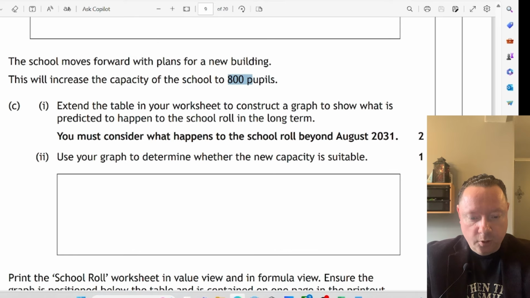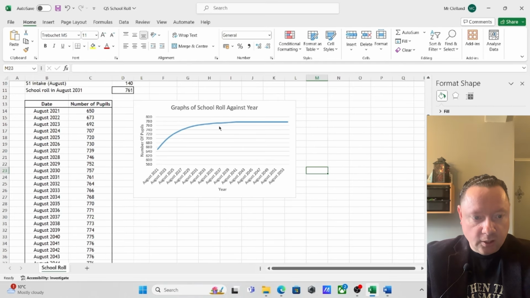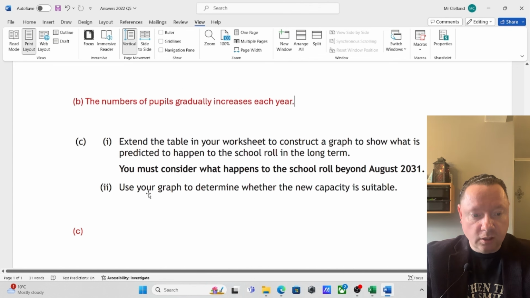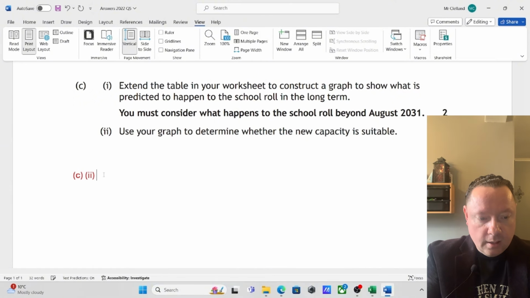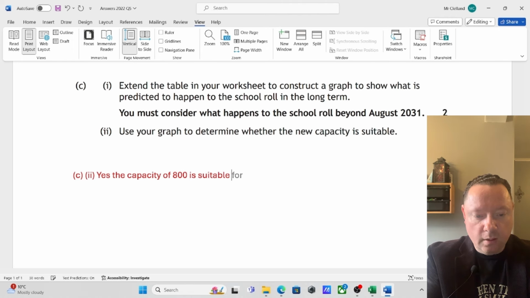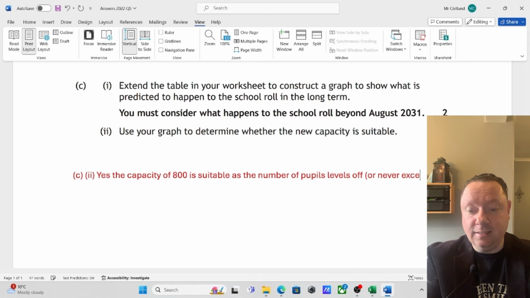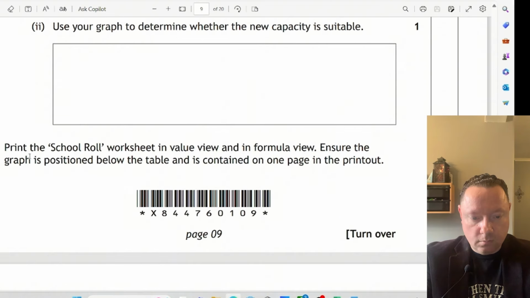Use your graph to determine whether the new capacity is suitable. So the new capacity is 800 pupils. Well, there's my graph there. Now this is an exponential graph, and you can see that it's going up and then levelling off. Or you can see that in the table it's levelling off at 776. Now the capacity is 800, it says. So for part 2, yes, the capacity of 800 is suitable as the number of pupils levels off and never exceeds 776. And that will give you your mark there.